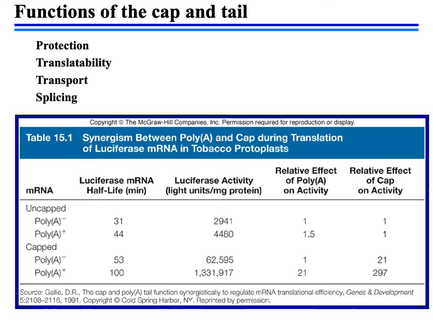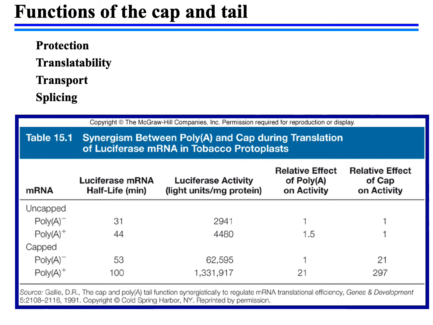In addition, cap and tail components can play a role in more efficient splicing. We introduced splicing at the beginning of the lecture, and we're going to talk a little bit more about splicing in just a minute. But the cap and tail do play a role in helping with efficient splicing mechanisms as well.